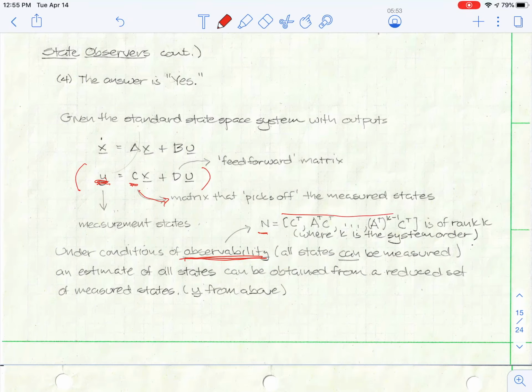Observability, by the way, has this really strange matrix that consists of C transpose, A transpose C transpose, all the way up to A transpose to the K minus 1 C transpose. And I ask the question, what is the rank of this? If it's of rank K, where K is the system order, then this is a full order matrix, and I can observe every state in the system. The calculation of this is quite beautiful, but it's out of the scope of this presentation. So if all states can be measured, then I can obtain an estimate from that reduced set of measured states.